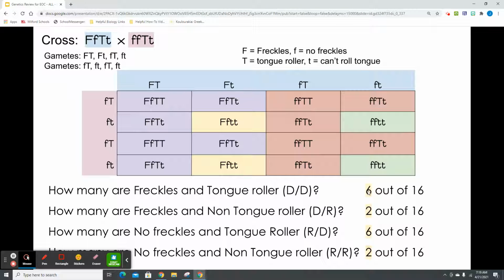I got 6 that were dominant for both, 2 that were dominant for the first and recessive for the second, 6 that were recessive for the first and dominant for the second, and 2 that were recessive for both traits. And these are out of 16. So you may be asked to identify the phenotype of one of these individuals or fill in one of these squares on the state test.